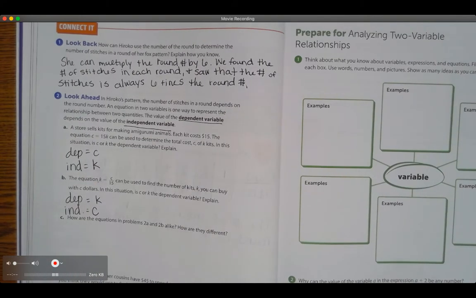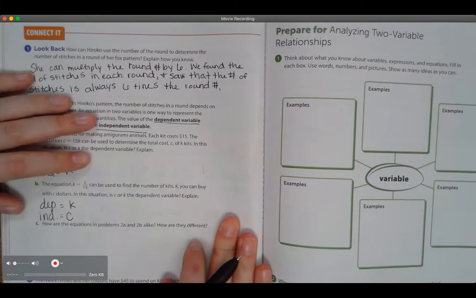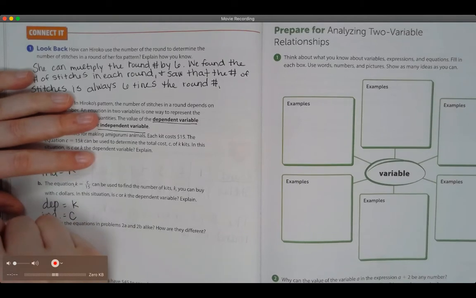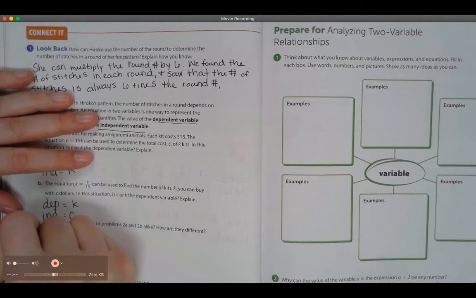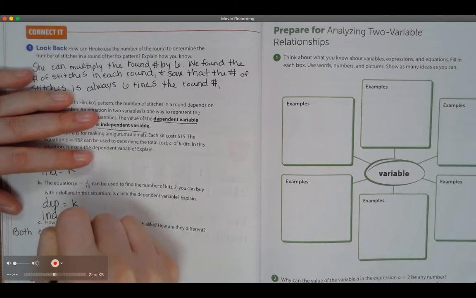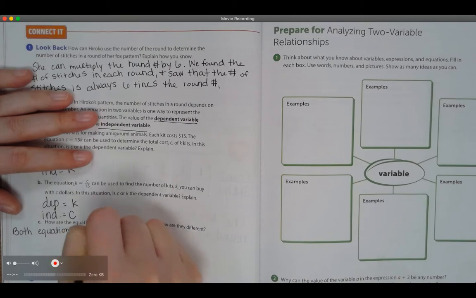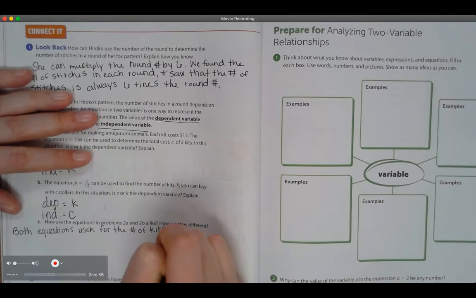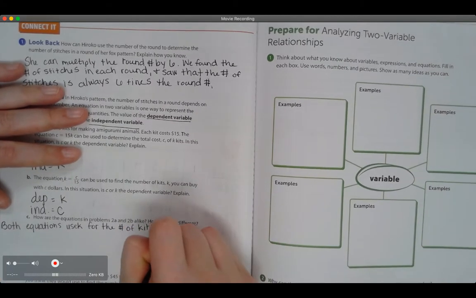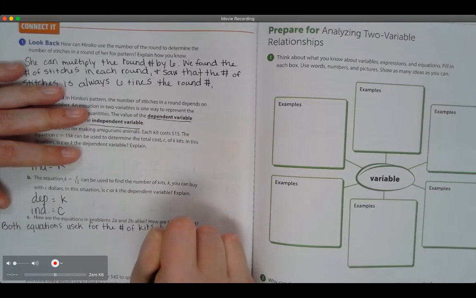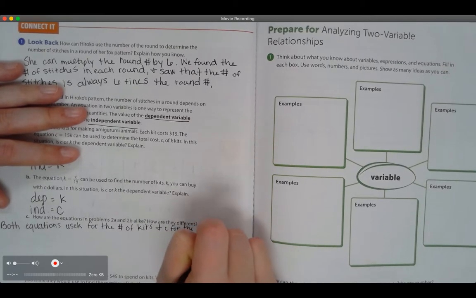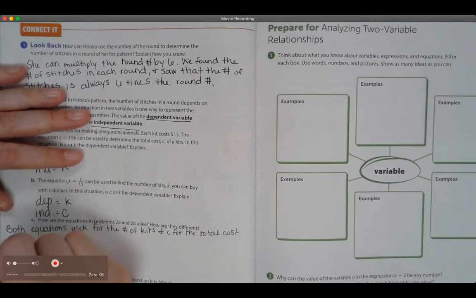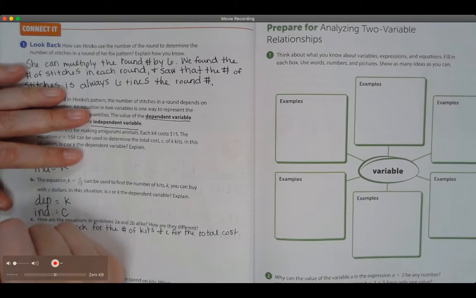C, how are the equations in problems 2A and 2B alike? How are they different? So I'm going to start over here because it's kind of long. So both equations use K for the number of kits and C for the total cost of K amount of kits.